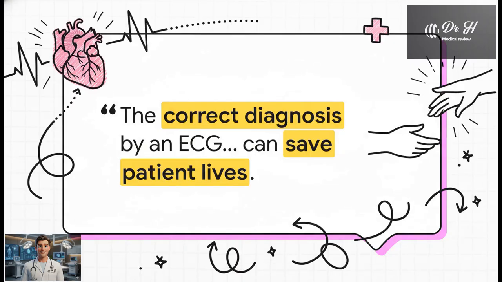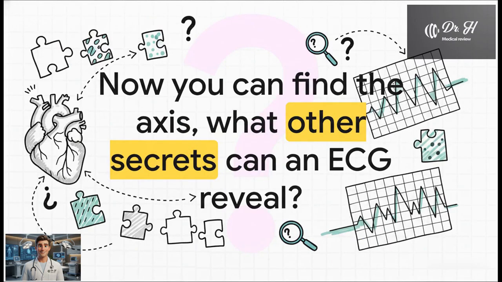Ultimately, this is why we learn these skills. It's not just about reading squiggly lines. As our source material puts it, the correct diagnosis from an ECG can save patient lives. Mastering this is a powerful tool in your clinical arsenal. So, we've decoded the cardiac axis. It's a powerful first step in reading an ECG. It makes you wonder, now that you can find this one piece of the puzzle, what other secrets about the heart's electrical health are just waiting to be revealed on that grid paper?